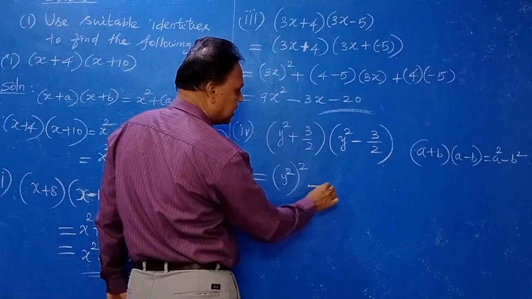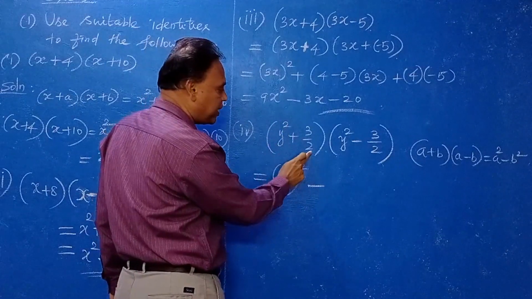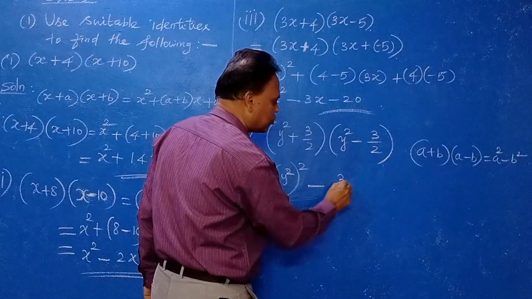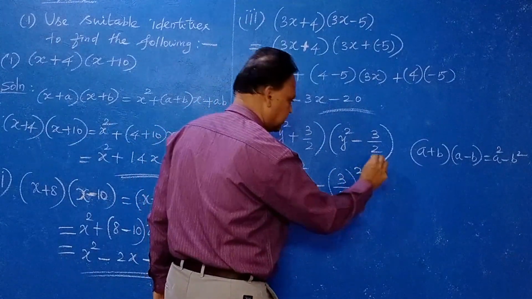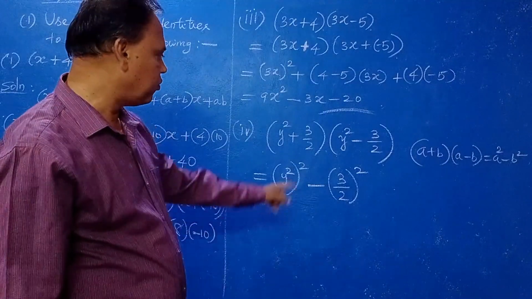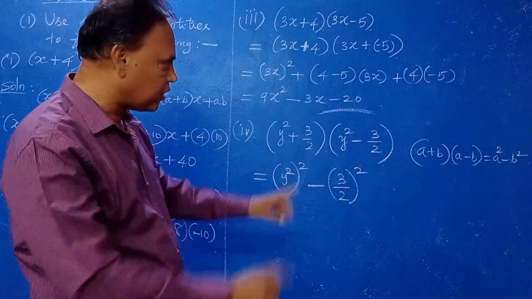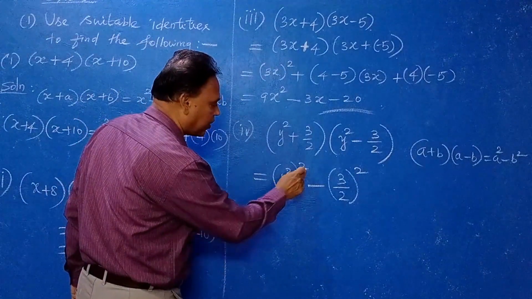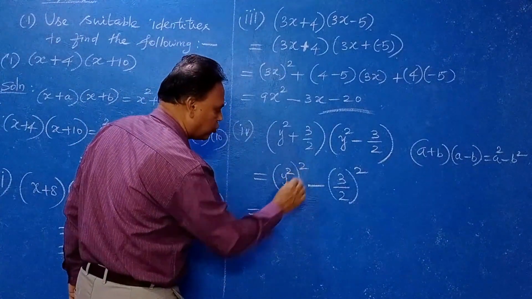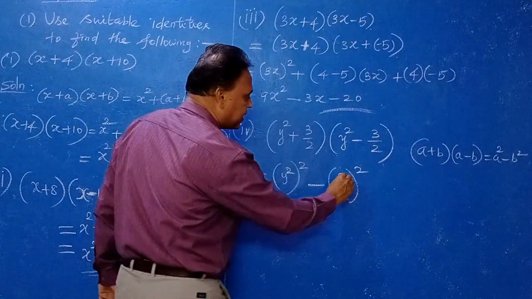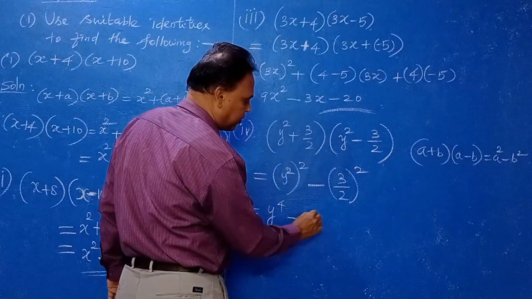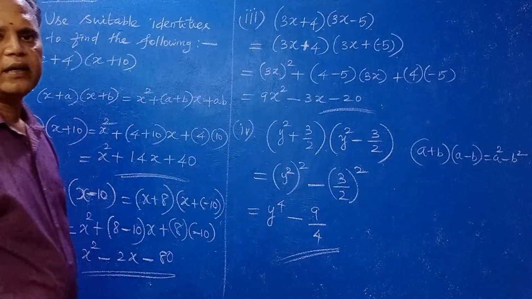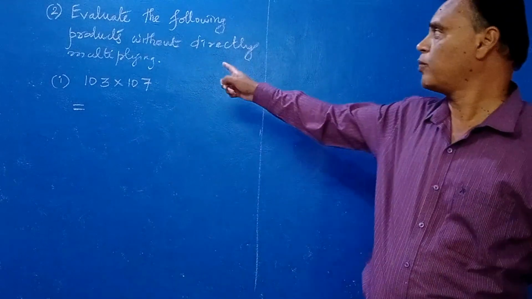Then minus. So you have the form a plus b into a minus b, which means always a squared minus b squared. B squared is 3 by 2 the whole square. In place of b you put 3 by 2, then put whole squared in the bracket. So here you are getting power of power. Power of power means multiply 2 into 2, 4. Y power 4 minus. Now numerator and denominator you have to take the square, means 9 by 4. Clear?